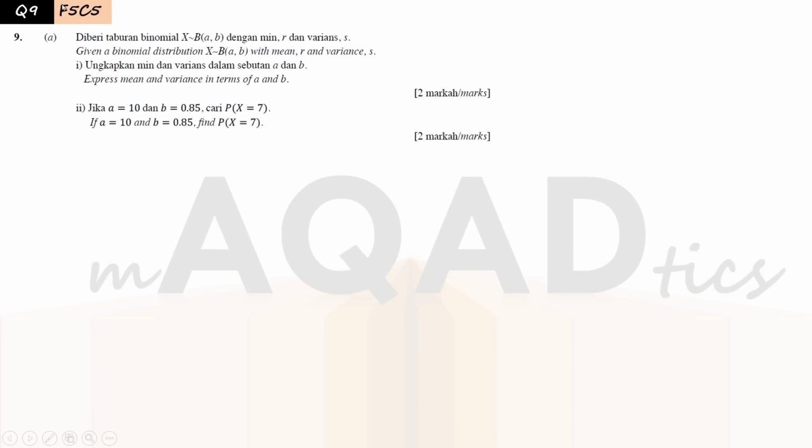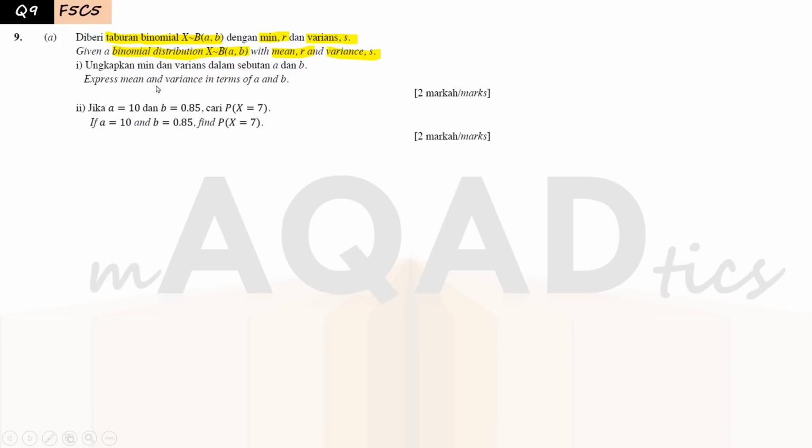Question 9 focuses on probability distributions, and for part A, we are focusing on binomial distributions. We have the number of trials, which is A, and the probability of success, which is B.